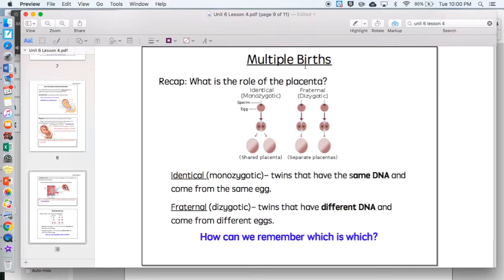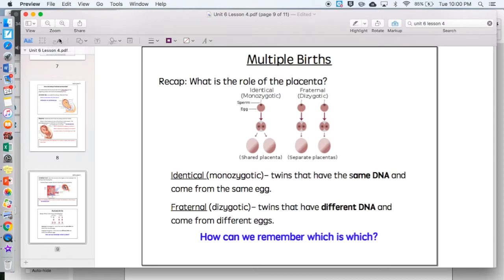All right, we've gone through this in class as well because you guys were very curious about this, but multiple births, so twins and triplets. Recap, think back, what was the role of the placenta? Again, if you haven't written that, that's okay, we'll go over it tomorrow. So we have identical twins. Here's our fancy word for it, and you'll understand these words now.